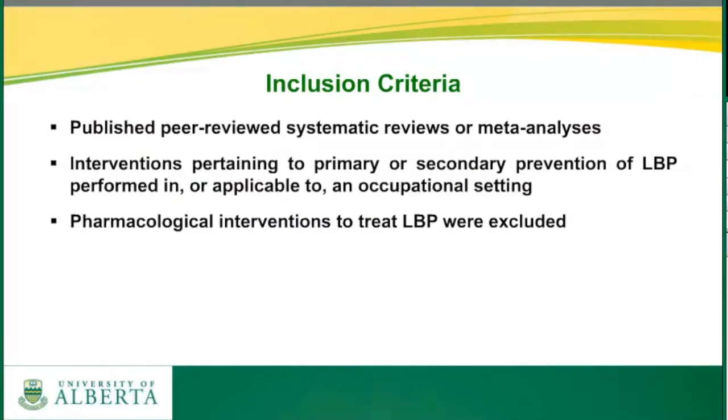As I said, we came up with a set of inclusion criteria based upon which we identified relevant articles to be included in our overview. The systematic reviews that were included should be published peer-reviewed systematic reviews, which may or may not include meta-analysis. And the interventions described in these systematic reviews must pertain to primary or secondary prevention of low back pain that were performed in or applicable to an occupational setting. The reviews that described pharmacological interventions to treat low back pain were excluded.